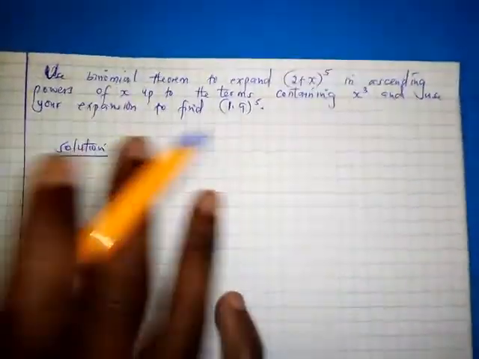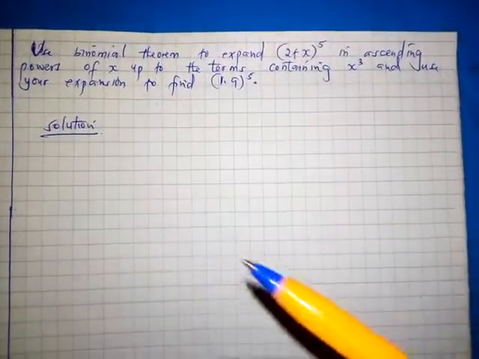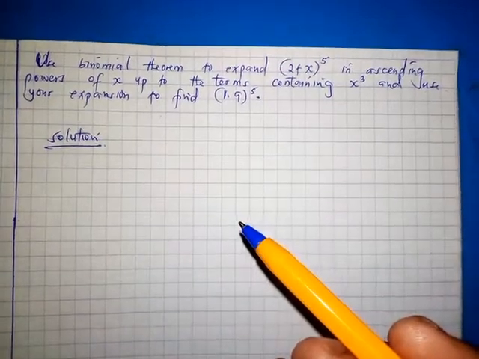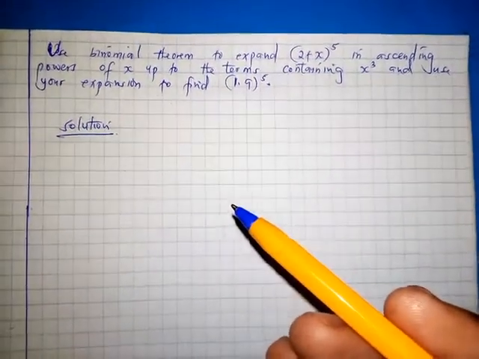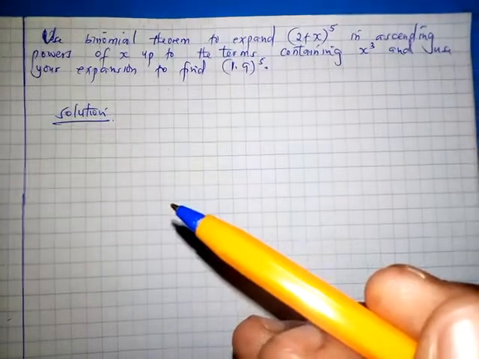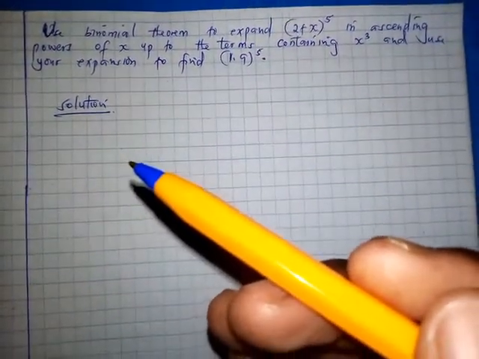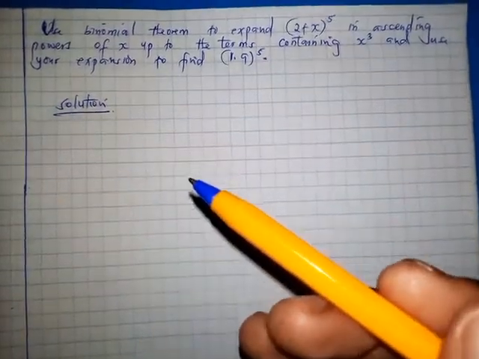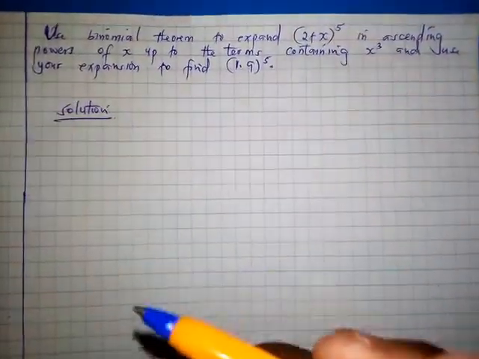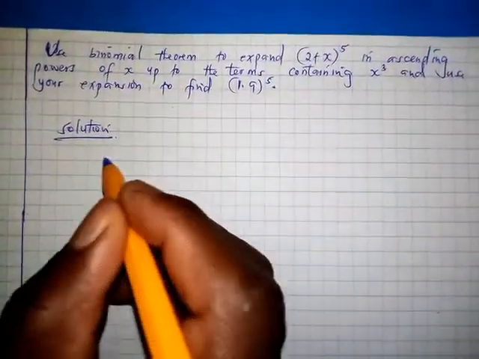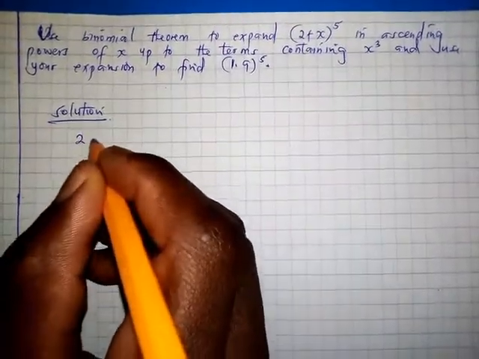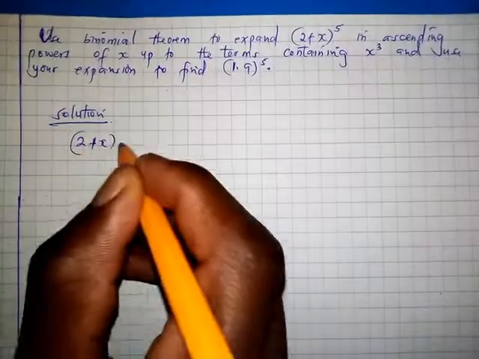Before I start, just a reminder, I have just uploaded a video on how to develop Pascal's triangle. Pascal's triangle is normally used to give us coefficients for questions like this, as you shall see. So we have been asked to expand (2 + x) raised to power 5.